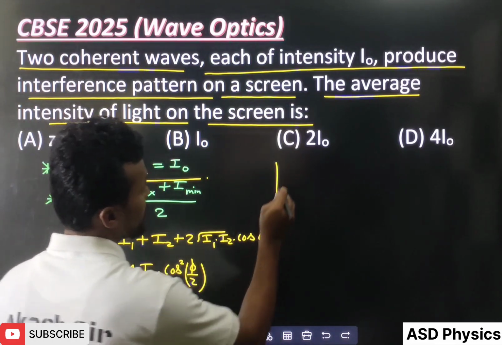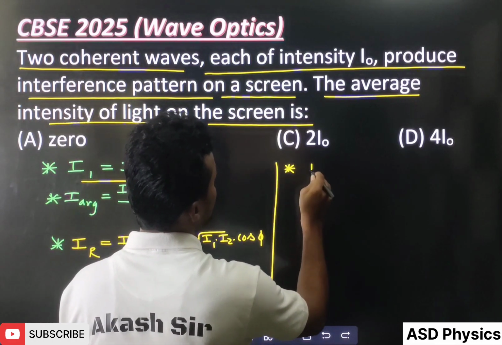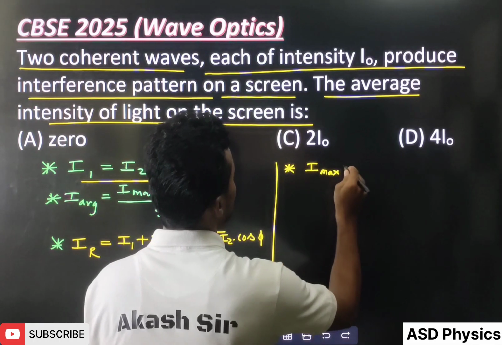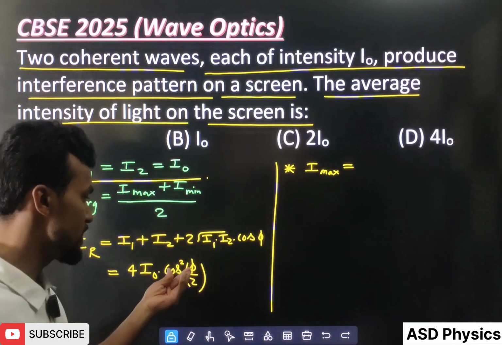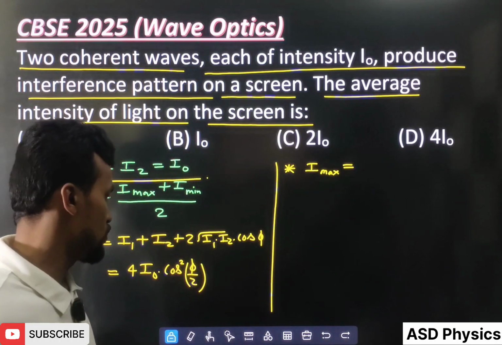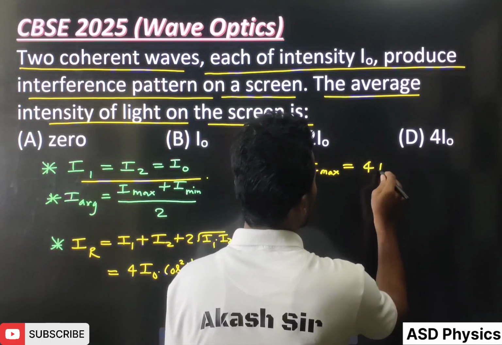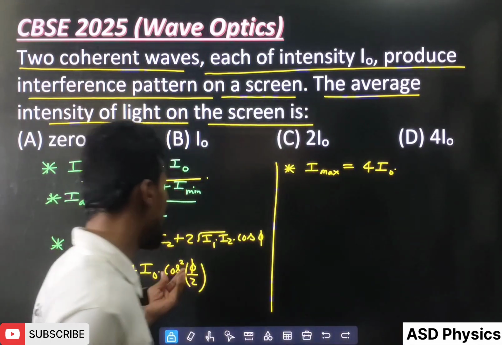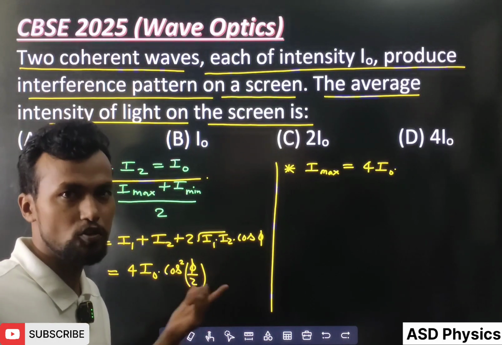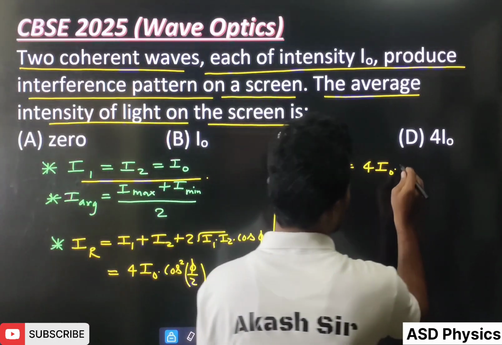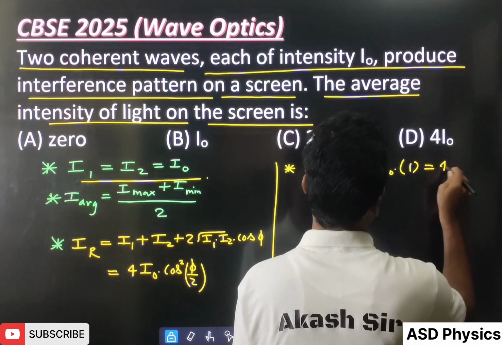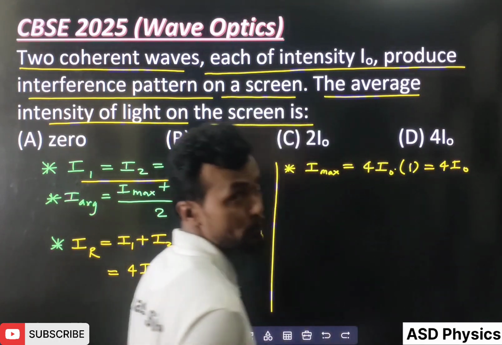From here, for the maximum intensity, this phase difference phi will be how much? 0. And you know very well cos 0 is 1 only. So I can write 4 I naught, and here you put cos square 0 by 2. Cos 0 is 1, 1 square is also 1. So 4 I naught into 1, the maximum intensity will be 4 I naught.